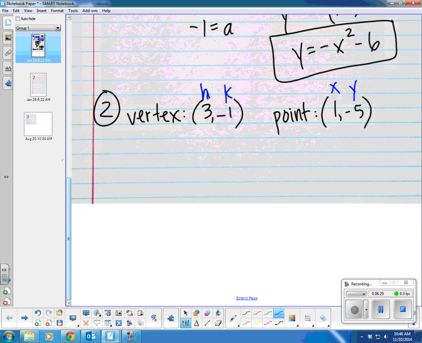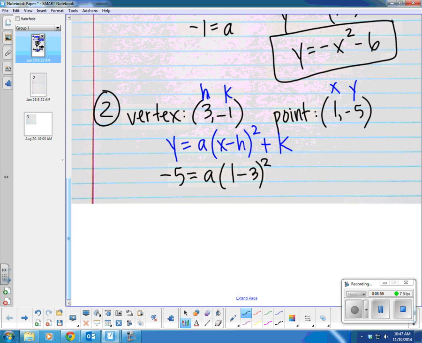And then, remember, this is the vertex form of any parabola: y equals a times x minus h squared plus k. So now let's plug in everything that we have. So -5 equals a, the one thing we don't know yet, times 1 minus 3 squared plus k, which is -1. I'm just going to put -1 this time.